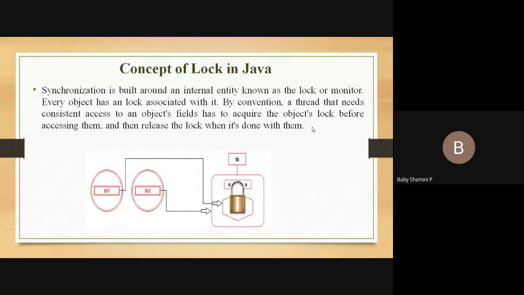That is thread 1 and thread 2. So thread 1 wants to access the data that is present in the critical region. Consider this is a critical region. So this thread 1 wants to read data from this critical region. So what will thread 1 do? It locks the particular resource. Once it completes its task, it releases the lock.